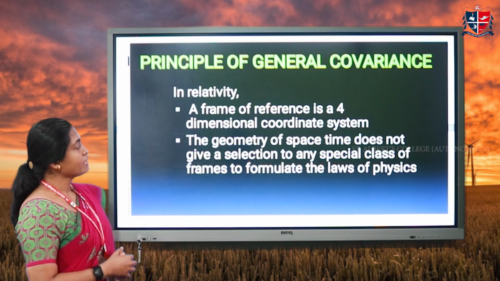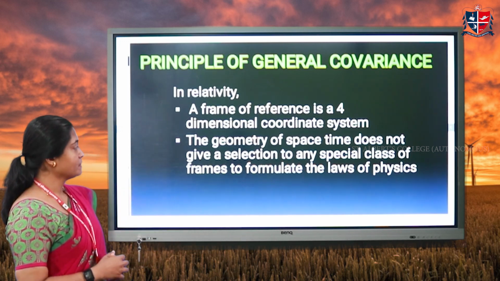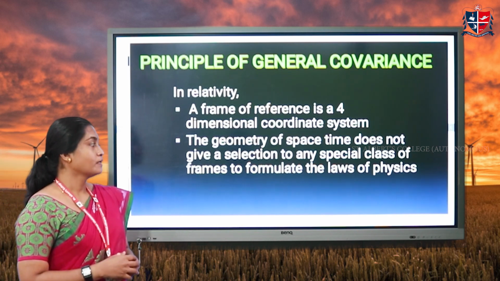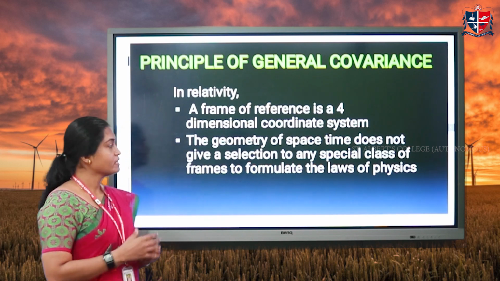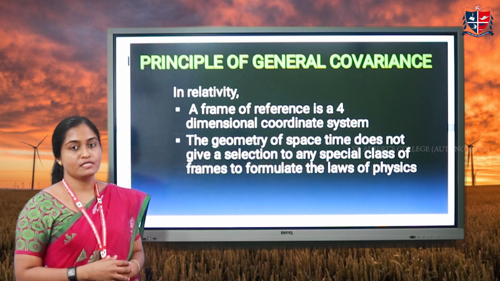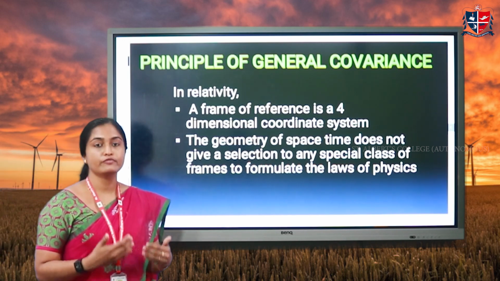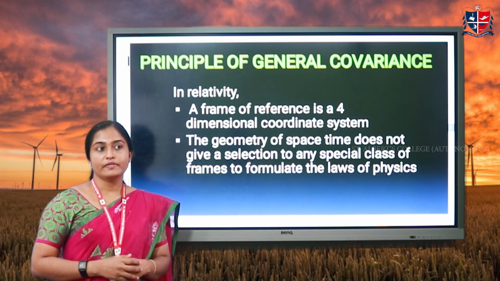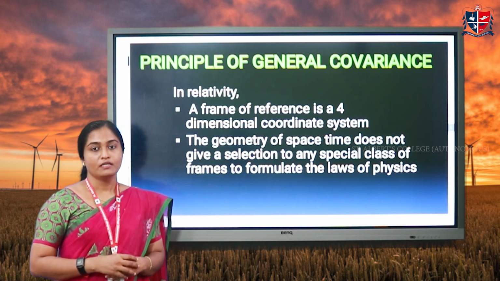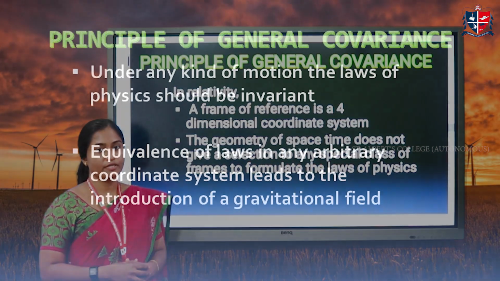In relativity, a frame of reference is a four-dimensional coordinate system. The geometry of space-time does not give a selection to any special class of frames to formulate the laws of physics. So there is no specific frame of reference. Space and time do not give a selection to any special class of frames, and there will be acceleration. The acceleration is the same for all masses. So these are some of the basic facts behind the development of the general theory of relativity.